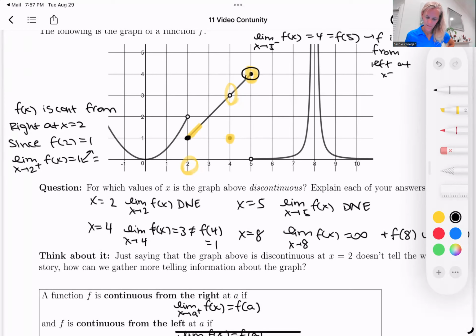And so f is continuous from the left at x equals 5. And then the function is neither continuous from the right nor the left at 8, since f of 8 is not defined. Okay, continuity is really going to be an important basis for a lot of the theorems we talk about later in the semester. So that's why we're talking about continuity now.